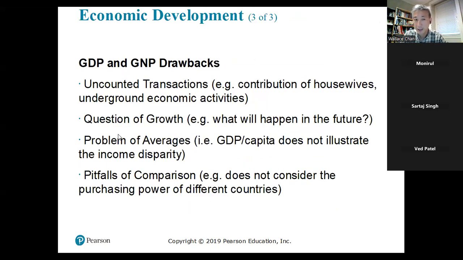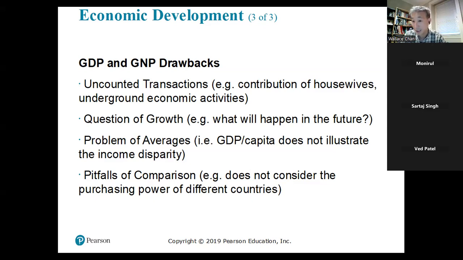Now, GDP or GNP, they have limitations. For example, the measurement only talks about transactions that happen in the market. Because of that, the contribution of a housewife, the contribution of a grandma, because it's not a counted transaction, therefore it's not counted as part of the GDP.